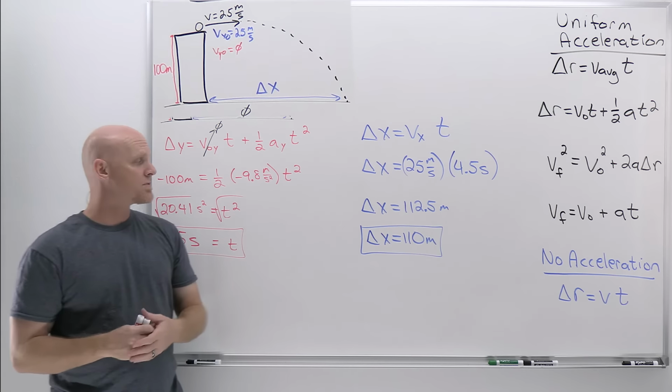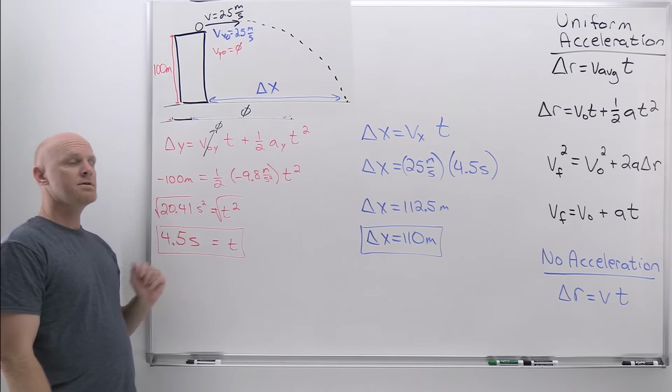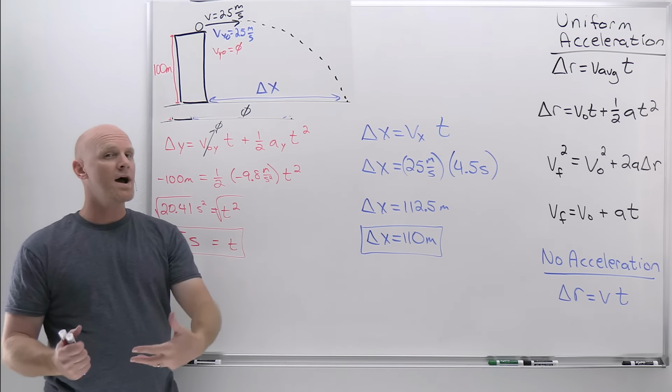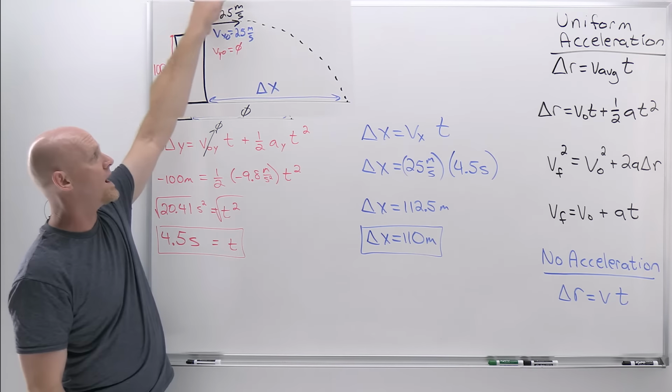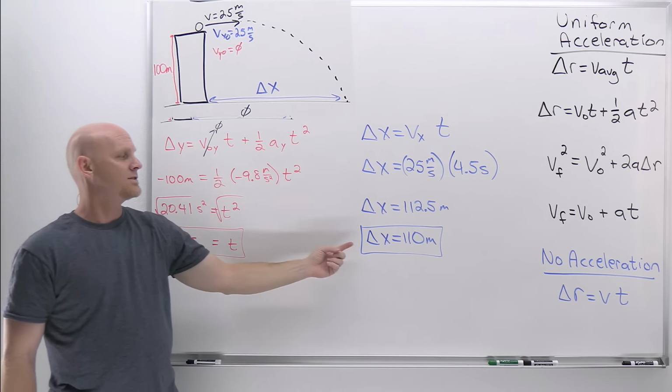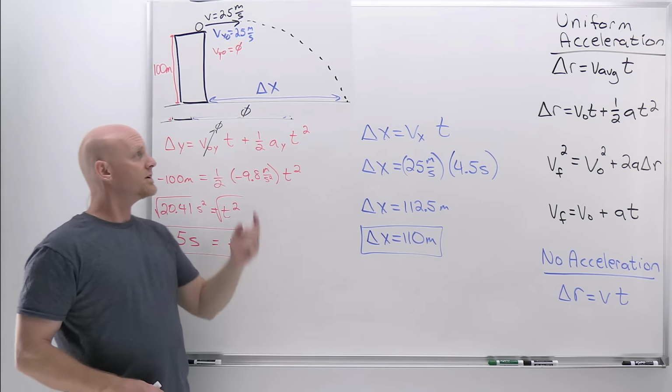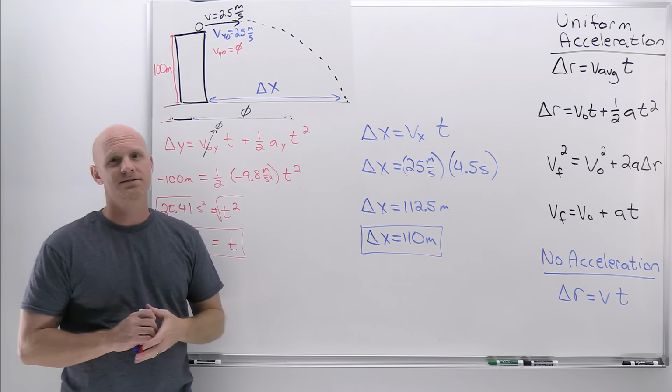Cool, that's the whole problem. So total time is 4.5 seconds. We use the y motion to figure that out because it's the y motion that's causing the journey to end. And then we figured out the x displacement, how far from the building it lands as well.